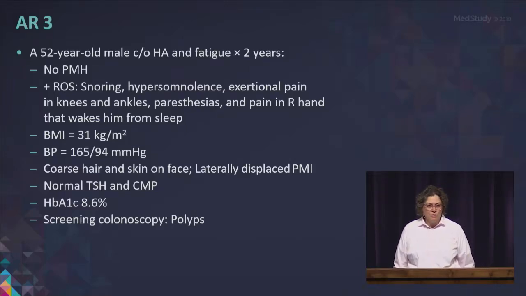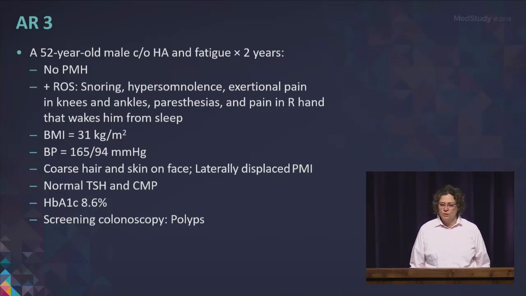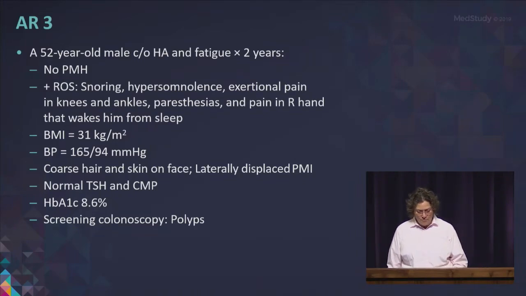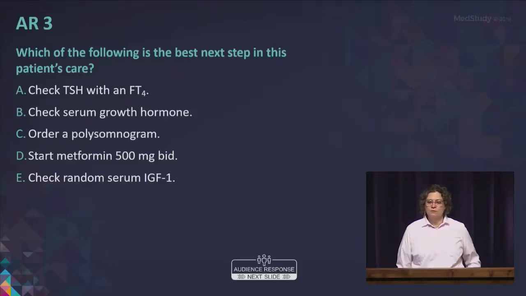His BMI is 31, so he's obese. His blood pressure is elevated at 165/94. He has coarse hair and skin on his face, laterally displaced PMI, normal TSH, normal CMP. A1C gives him a diagnosis of diabetes at 8.6, and on a screening colonoscopy that he had 2 years ago, there were polyps noted. Which of the following is the next best step in this patient's care?